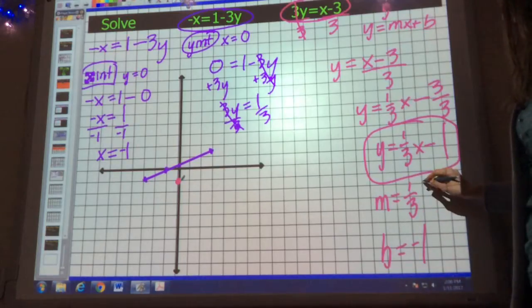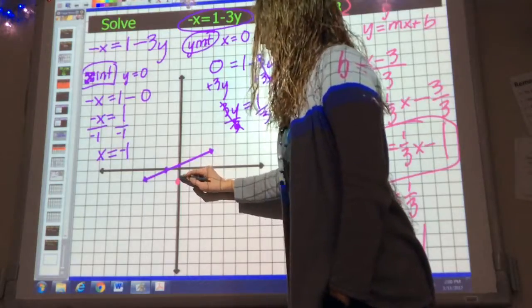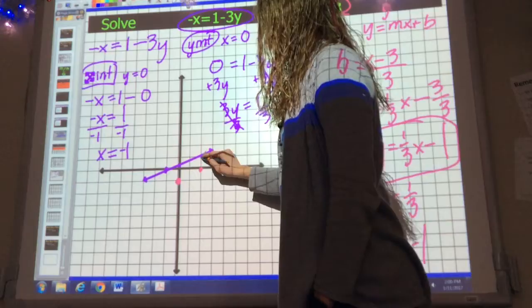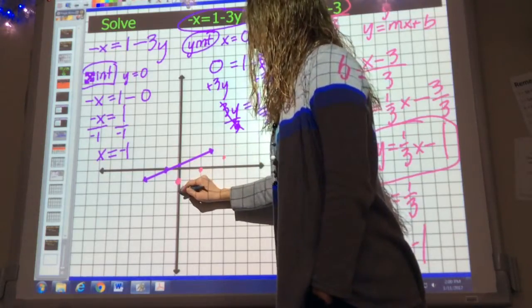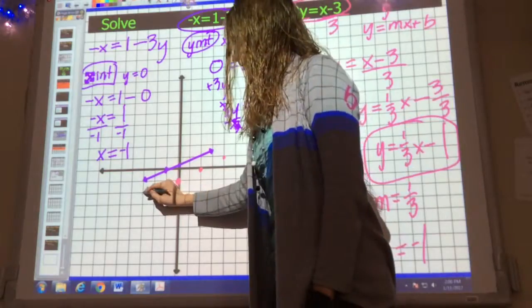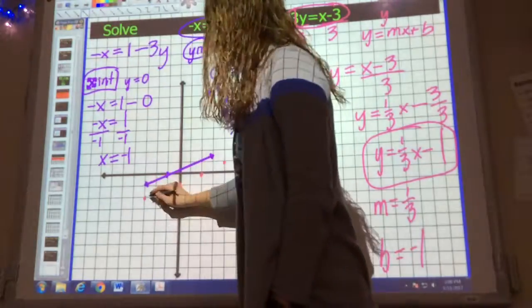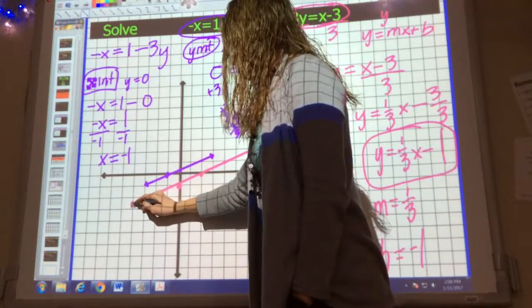Now, what's our slope? Rise over run. So what do we have to do here? We have to go up 1 and over 3, and then we have to go up 1 and over 3. Or we could go down 1 and to the left 3. And then you do your best to connect all these points.